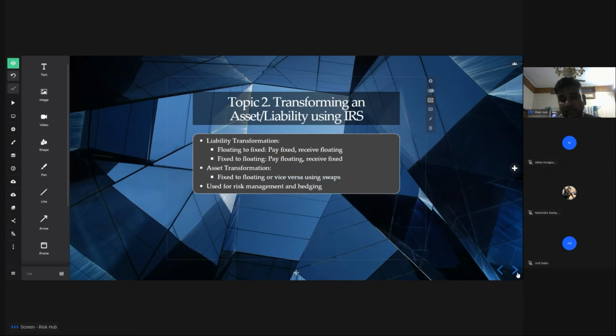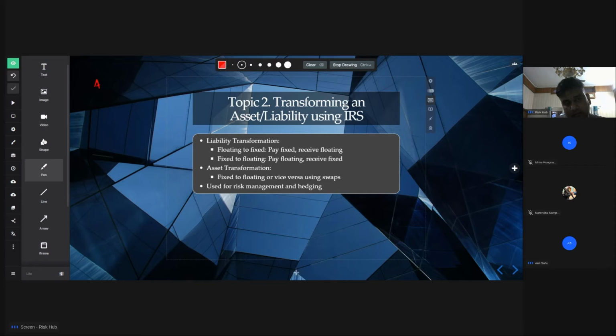Next one is how do you transform an asset or liability using an interest rate swap, right? That's the beauty, which I taught you in the OneNote. Basically, when one guy is looking to go to the other side. So let's say you are Mr. A and B. Suppose that Mr. A has a 2-year floating rate liability.